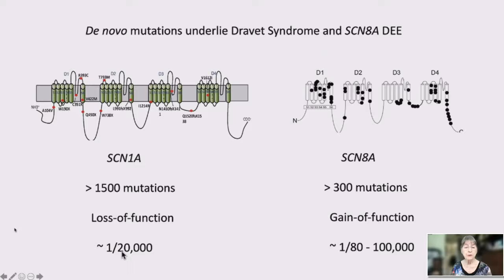Now, here are some of the corresponding mutations in the SCN8A gene, where we have over 300 mutations identified. And in contrast to 1A, these mutations cause gain of function or excess function of the channels. And I estimate that the incidence of this disorder is about 1/4 to 1/5 of the incidence of SCN1A mutations.